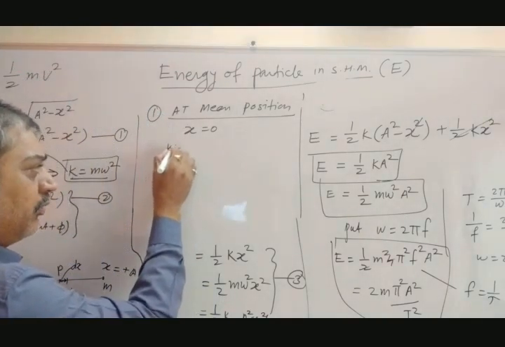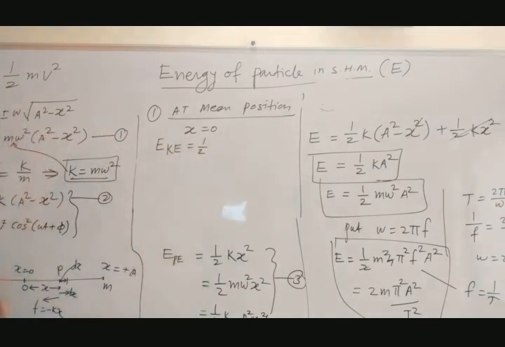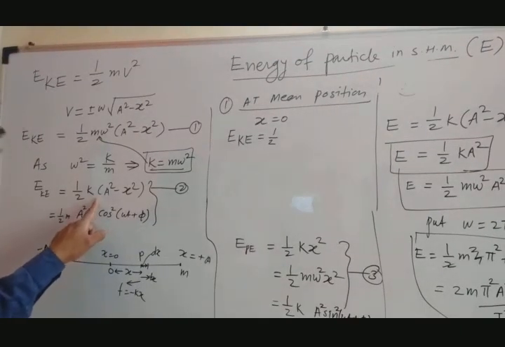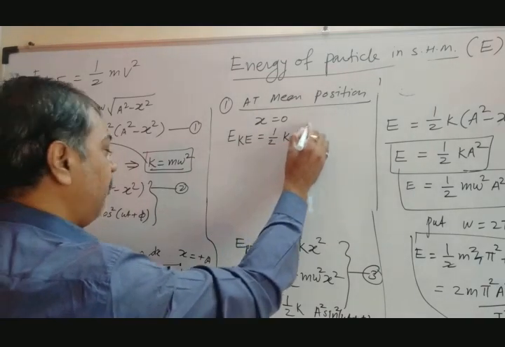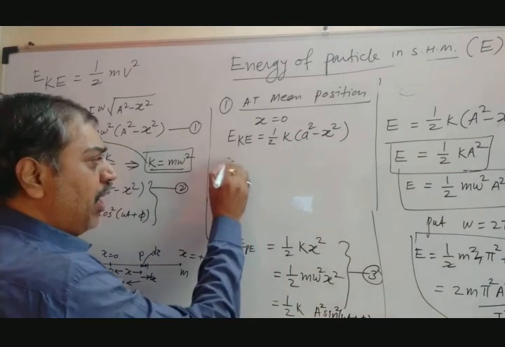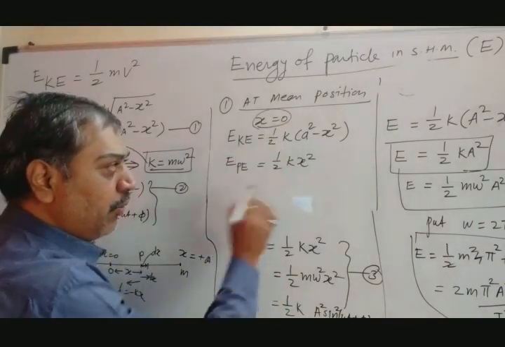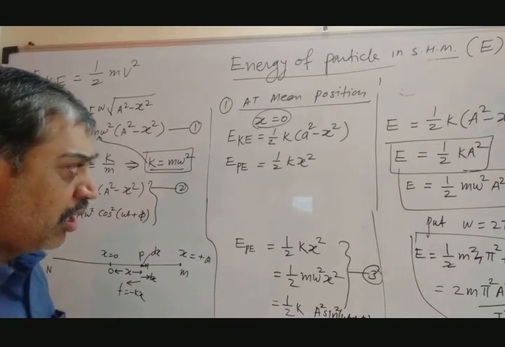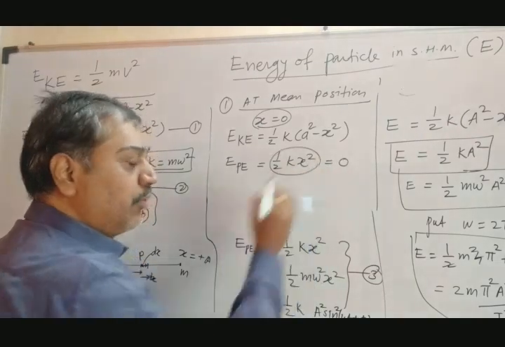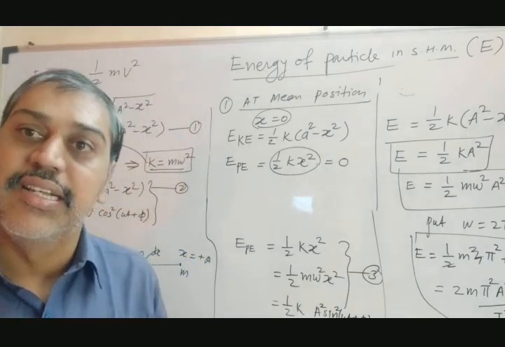Now what is the kinetic energy formula? The kinetic energy equals 1 by 2, as we can find from this equation, 1 by 2 k (A square minus x square). This is the kinetic energy. Similarly, write down the equation for potential energy. x equals 0 here. As x is 0, its square is 0, so the potential energy would be 0. So at the mean position, the potential energy of the particle is always 0.